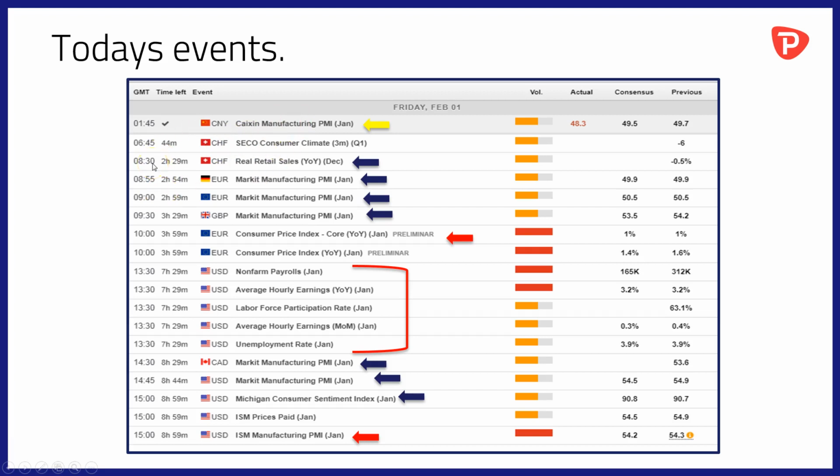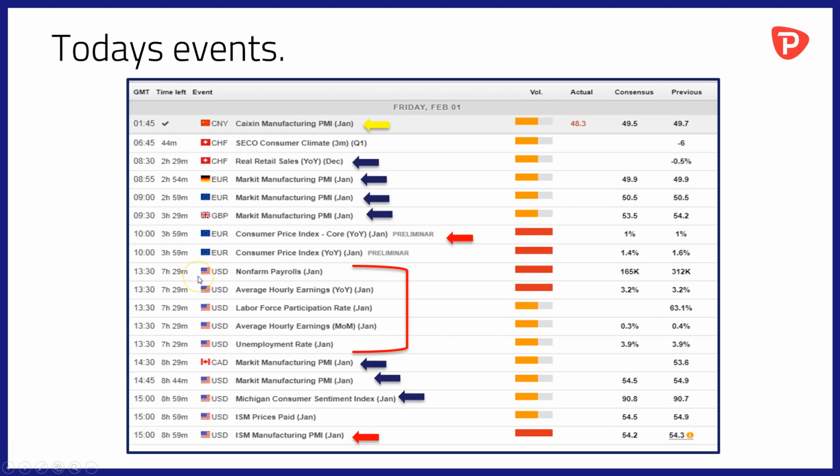To come at 08:30 we shall have Swiss retail sales for the month of December, and that'll be followed at 8:55 by the first of our European PMI data today, the manufacturing PMI out of Germany for January. Five minutes later we shall have the PMI manufacturing data for the whole of the Eurozone for January, and that'll be followed at 9:30 by the same data out of the UK. Then it's back into mainland Europe at 10 AM for a preliminary read on CPI across the Eurozone for the month of January.